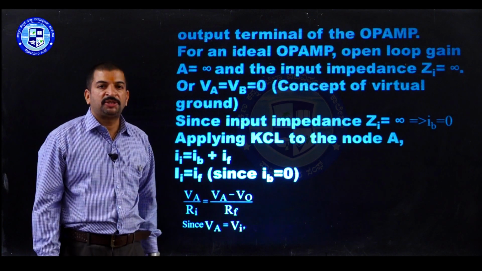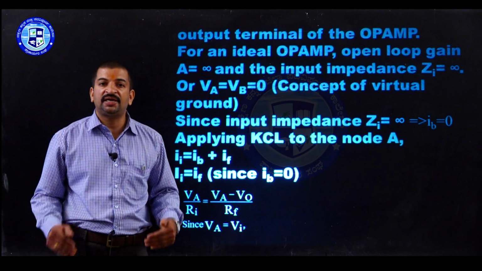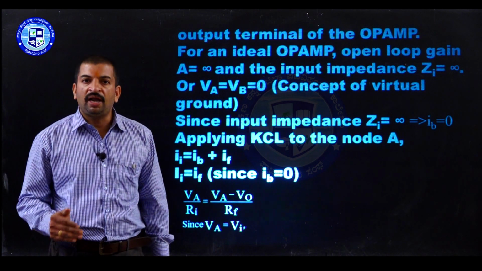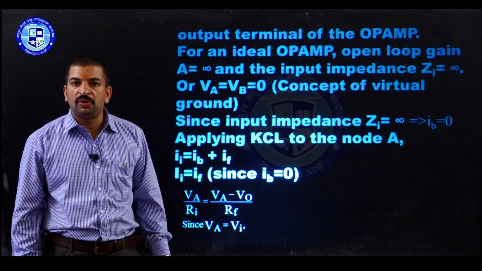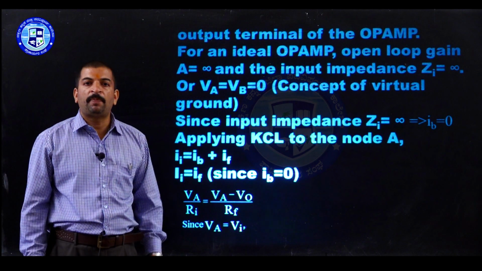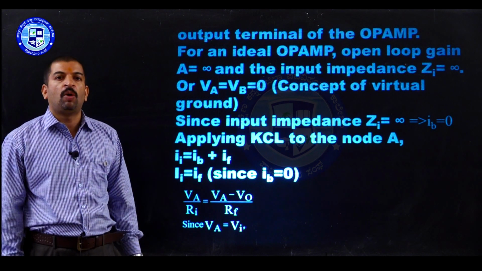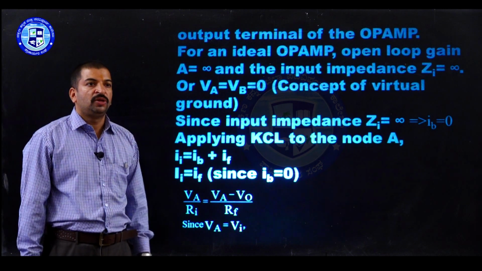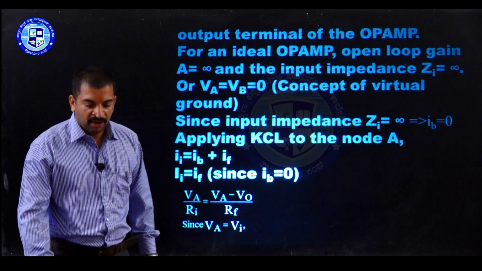Now according to KCL, Ii equals Ib plus If. Ii is the current entering into the node, Ib and If are the currents leaving the node. Since the input impedance of the op-amp is infinity, no current can flow through the input terminal of the op-amp. Therefore, Ib equals 0. Now we can write Ii equals If.